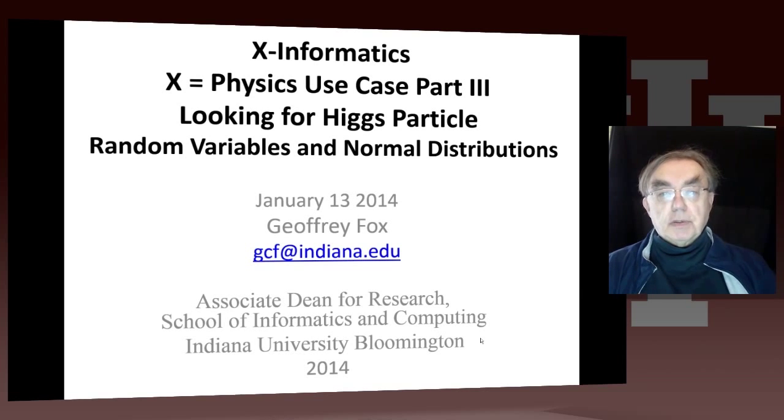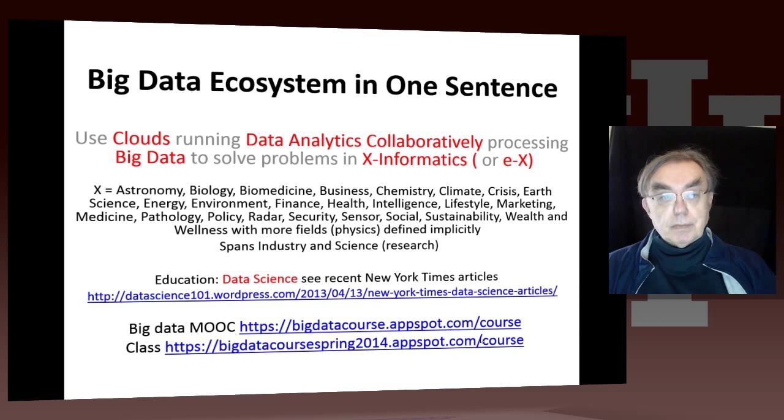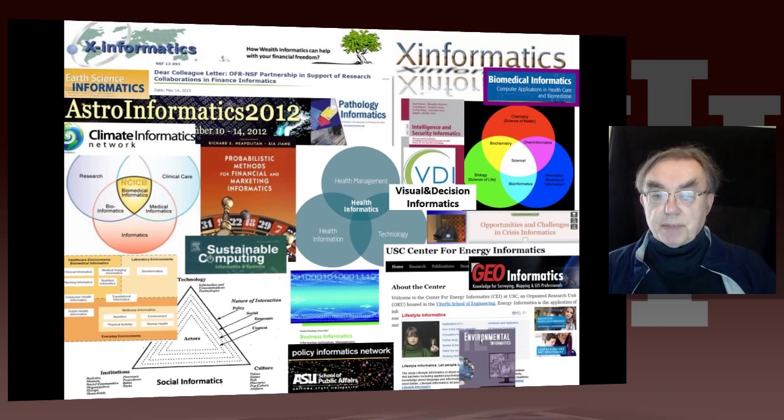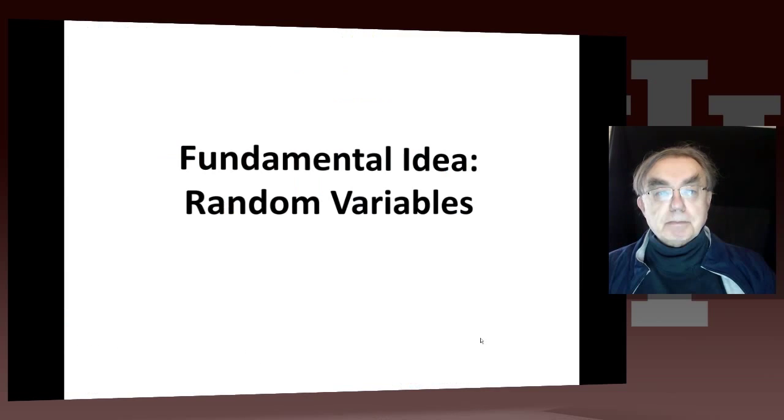We now come to Unit 3 of the physics use case, where we get into a little more detail about how to analyze the actual events, introducing the concept of random variables and the properties of random variables, which underlie the statistics used in this problem. As always, we're using clouds, running data analytics collaboratively, processing big data at 15 petabytes a year to solve problems in physics informatics. And we haven't been able to find that term on the web yet.